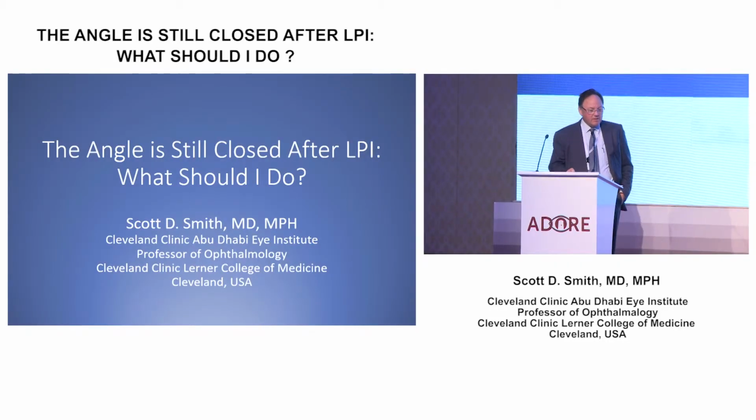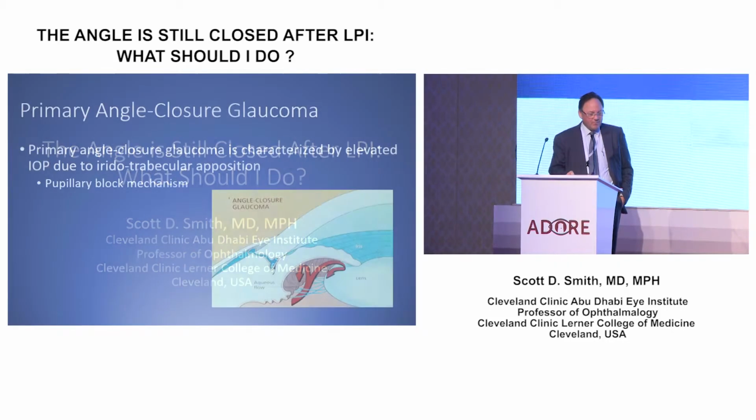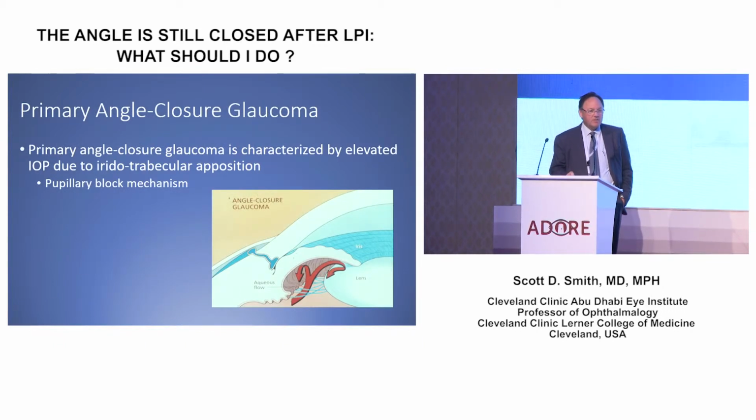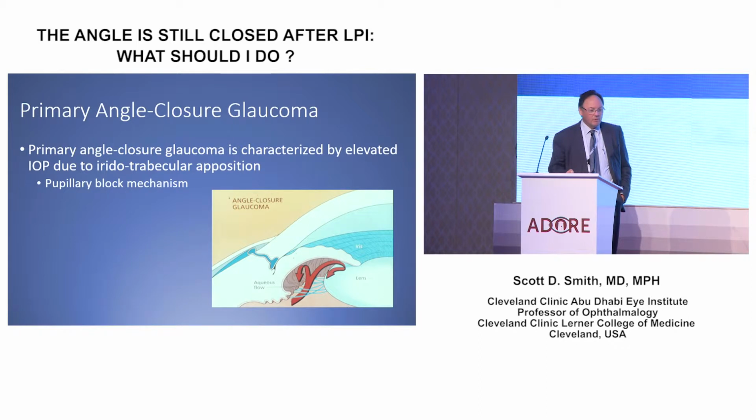As you all know, angle closure glaucoma is a fairly common problem we encounter in this part of the world. And so this situation is not really a rare one. Now, in order to understand what to do if a laser iridotomy does not open the angle up in a patient that we've diagnosed with angle closure glaucoma, we need to understand clearly what the pathophysiology of primary angle closure glaucoma is. So really quickly, I'd like to review this.